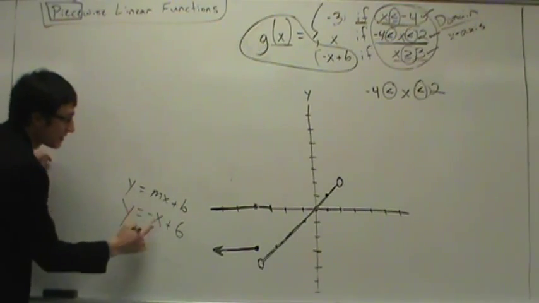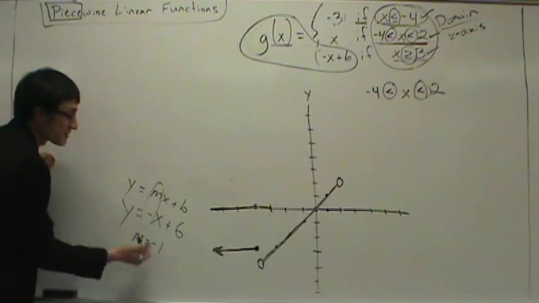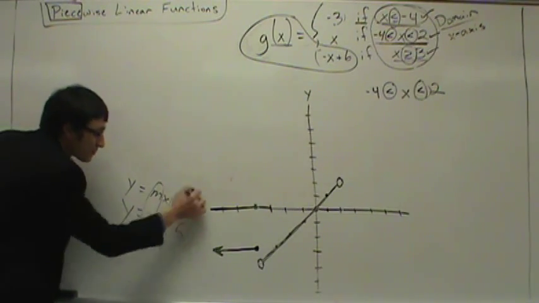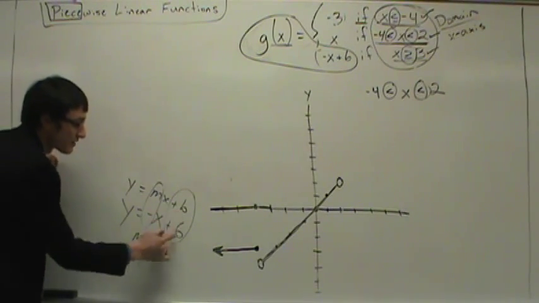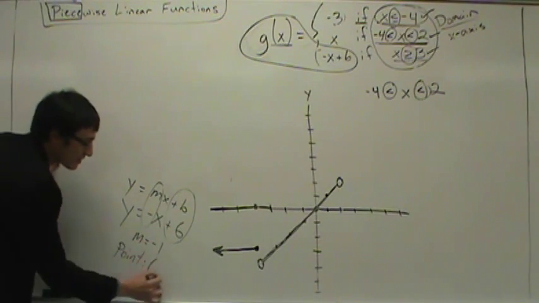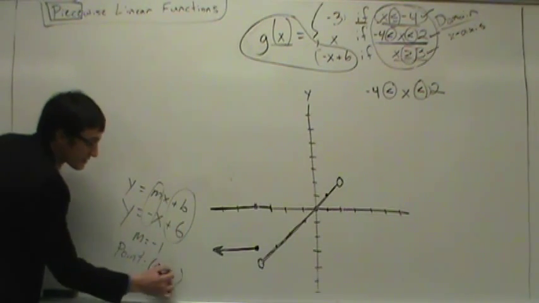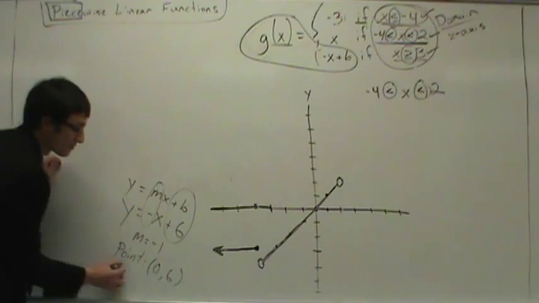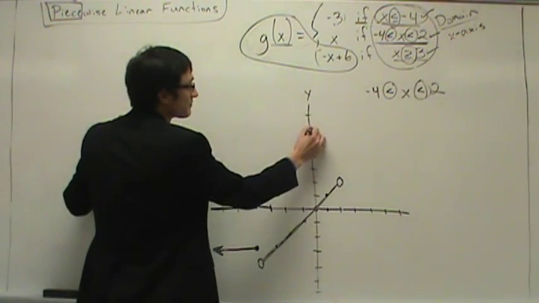Our slope, m, is equal to -1. Slope is -1. And our point is a special type of point, the y-intercept. The b value is 6. Remember that a y-intercept has an x value of 0, and the b value is 6. That's our second value. So 0, 6 is our point. Let's graph our point. 0, 6 is here.